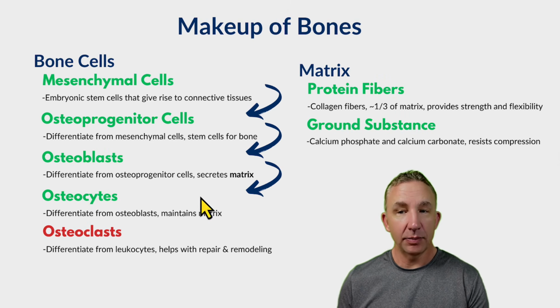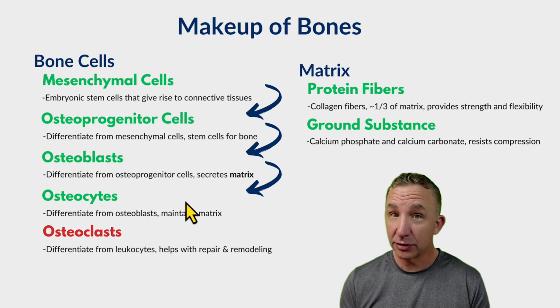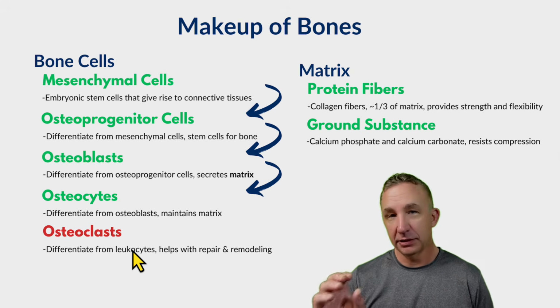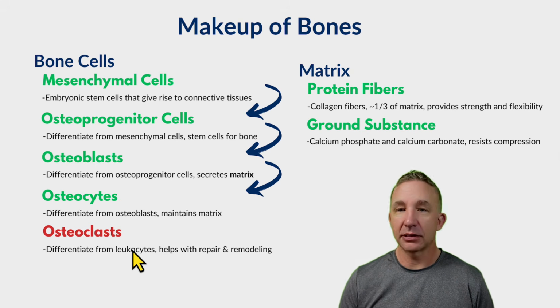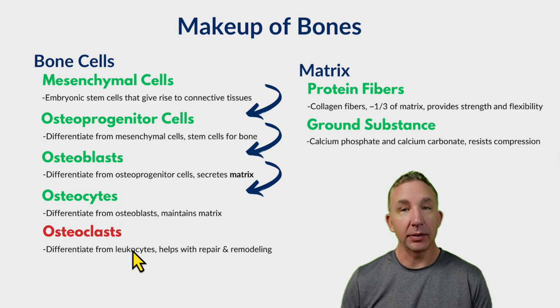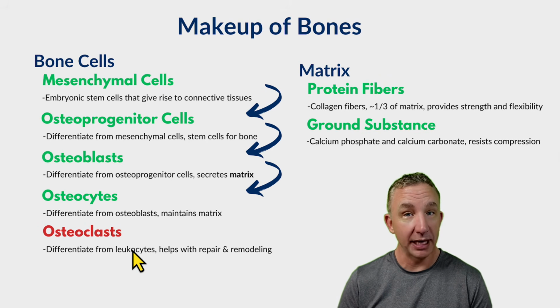Now we finally get to the point where all that differentiation occurred and you have actual bone material. Now I put this in red for osteoclasts. Osteoclasts come from what we call macrophages. Remember, leukocytes are white blood cells. These are macrophages. Macrophages engulf and eat things. And so osteoclasts with the C, what they do is they break down bone, which is helpful when I break a bone and help to repair and remodel it. So in theory, it goes back to the same shape.